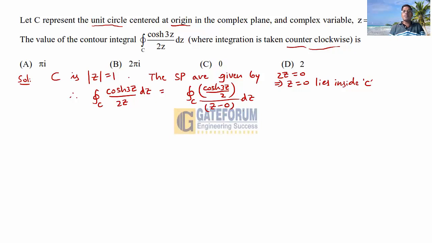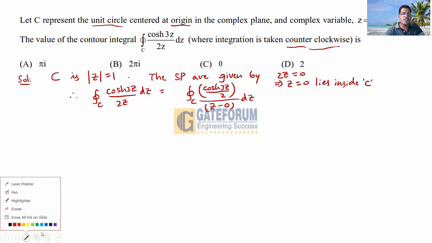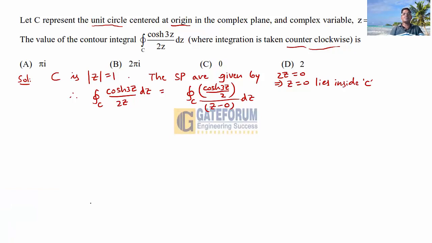When a singular point lies inside the curve, such a singular point is usually denoted by small a, and the numerator function is usually denoted by f of z. So this is small a, and this numerator function is denoted by f of z.